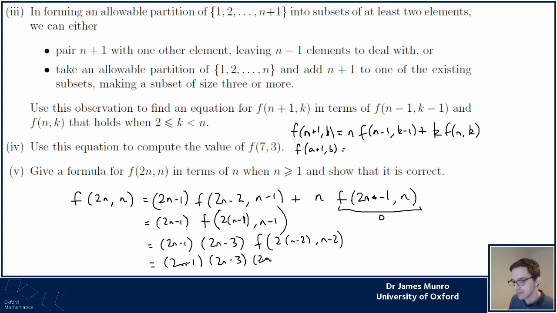So multiplying together 2n minus 5, 2n minus 7, and so on, down through, I suppose those are odd numbers, times 5, times 3, times, and then right near the end, let's be very careful, this will be f(2,1). And there is exactly one way to split two things into a subset of size 2 or more, which is to just write them together. Okay, so I've got the product of all of the odd numbers from 1 up to 2n minus 1. That's my formula for f(2n,n), and it's correct because it's used the formula that we worked out in part 3.